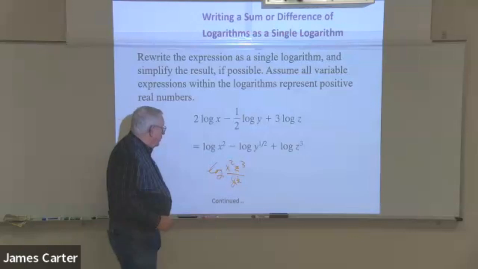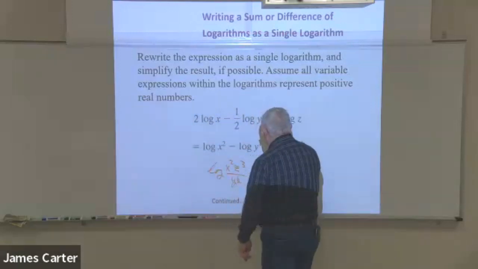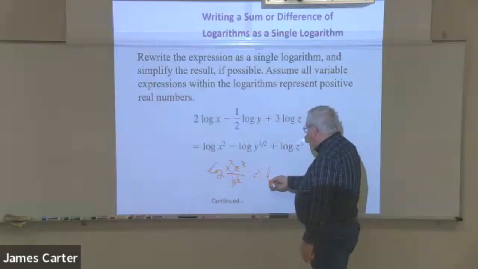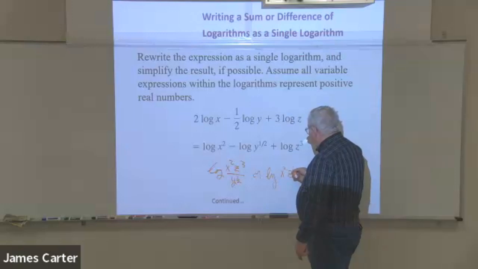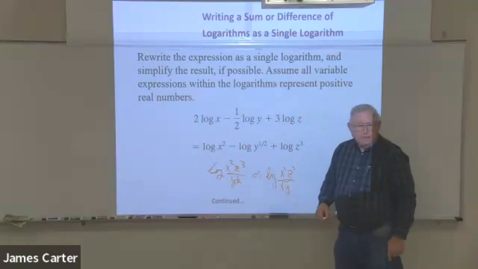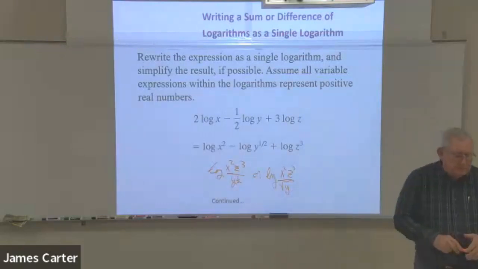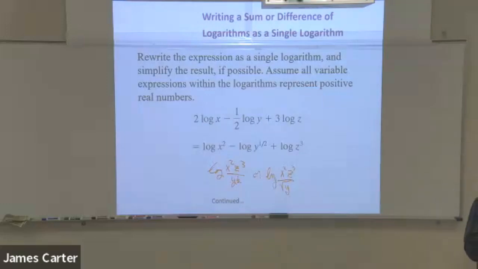Now, there is one other step you could do on this. You could write this log of x squared z cubed over the square root of y. Now, I know I told you thou shalt not put a radical in the denominator. With a log, you can. Either one of those two answers would be 4-point answers.